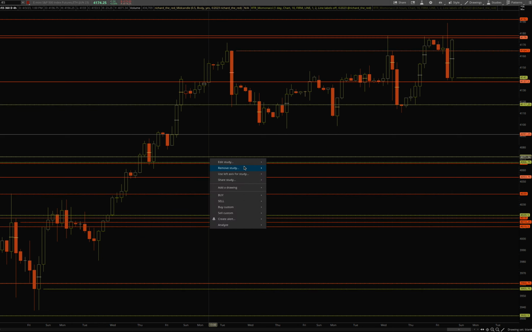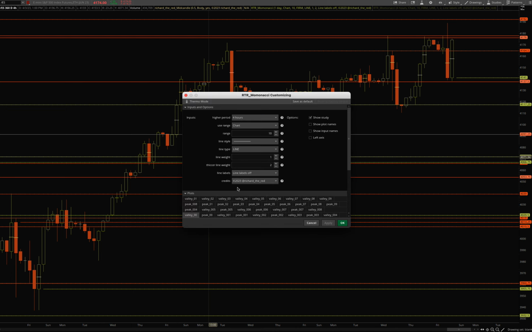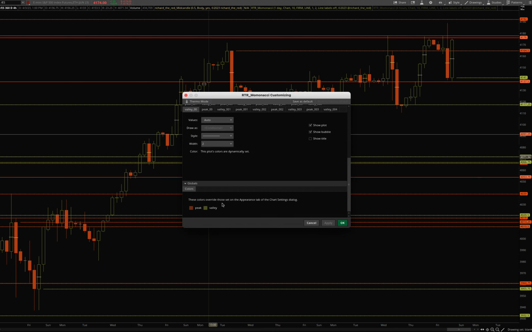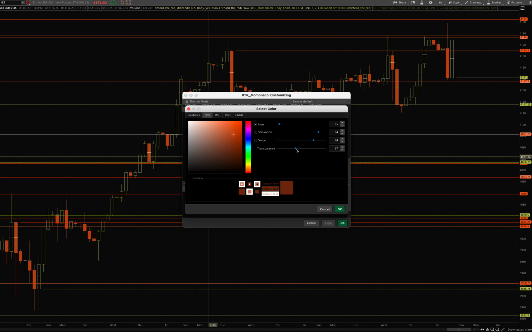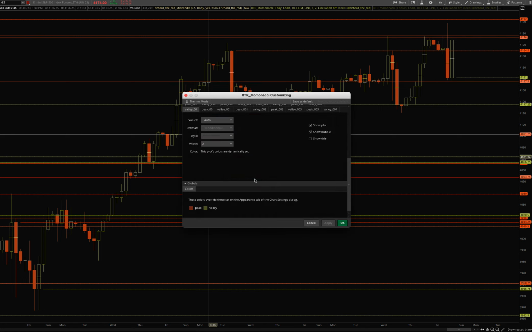Like all of my studies, you can go in and edit the study itself, and at the bottom here, you can change these. What I do is go into one of these tabs and set the transparency down a little bit so it gets a little bit darker. You can adjust that to whatever you want, and then set that as a default if you want to use it over and over again.